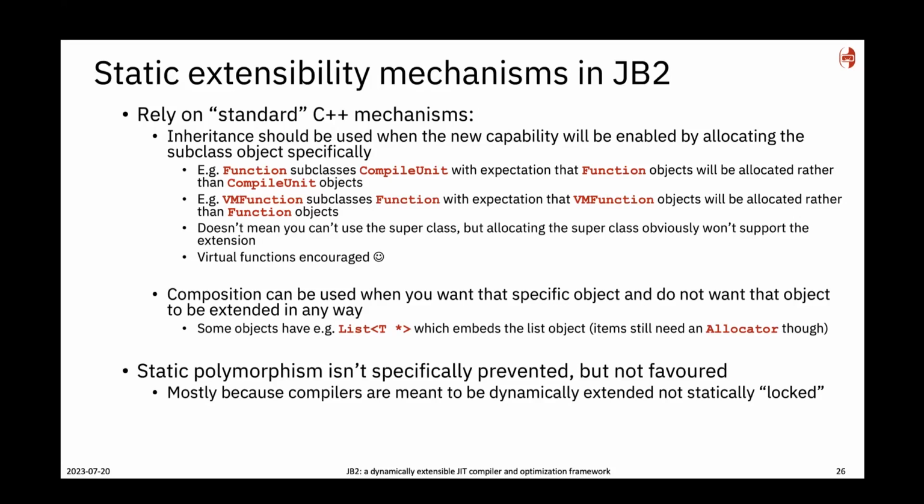But that's not the case for everything in the compiler. So inheritance works where it works, but it doesn't work for everything. Similarly, composition can be used when you want that specific object and you don't really want it to be extended in any way. The best example here is list, which just embeds a list object directly in something, and you don't really expect somebody to create a different kind of list and want it to be used instead of that list. Static polymorphism, which we use in the OMR compiler in a variety of places, isn't specifically prevented, but not really favored. That's mostly because I want this extensibility to be more dynamic in nature and not statically locked in place. I don't want you to have to build it a particular way. I want you to be able to assemble the compiler that you want dynamically.